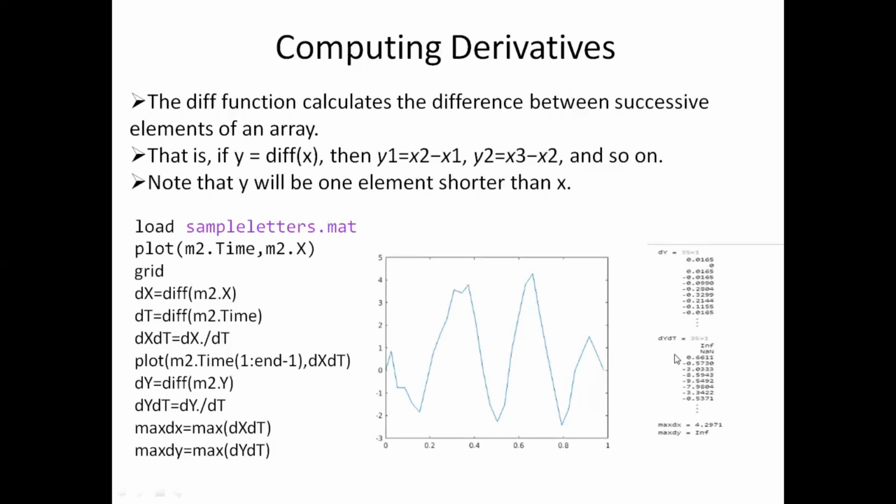When we are calculating this dy by dt, we get some infinite and some NaN values. The reason is that when there is no change in the values, the slope becomes 0 divided by 0, which gives you a not a number. Such outputs are found in this dy by dt. Because of that, when you compute the maximum value in dy by dt, it comes out to be infinity. So we will see how to avoid that.